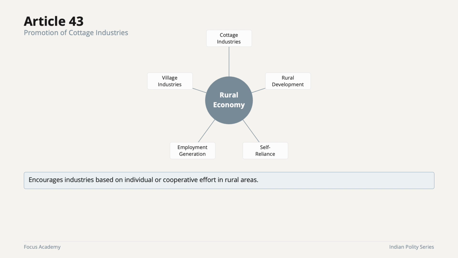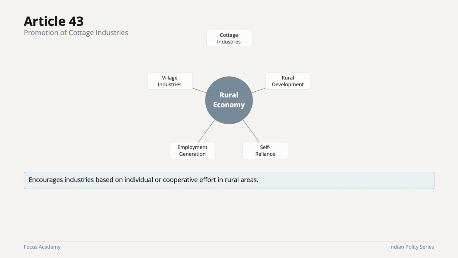And in Article 43, we have promotion of home-based business and cottage industries. It encourages industries based on individual and cooperative efforts in rural areas. So, cottage industry is very important. The government provides various schemes. We also have the MSME, micro, small, and medium enterprises.